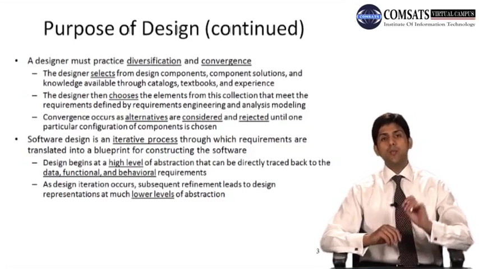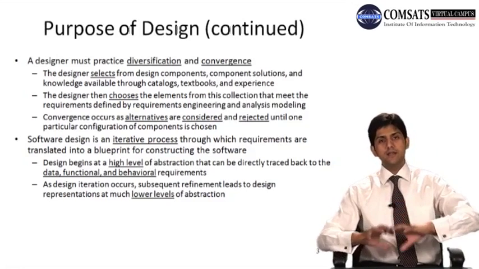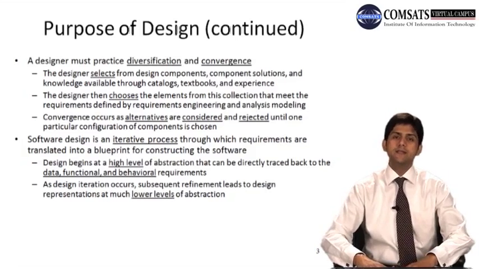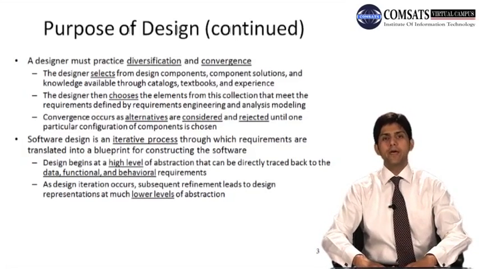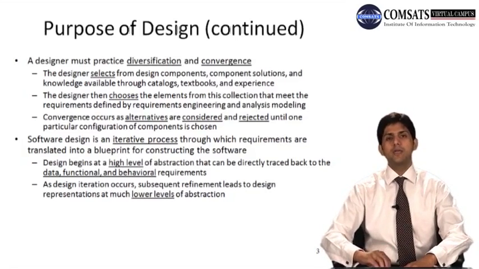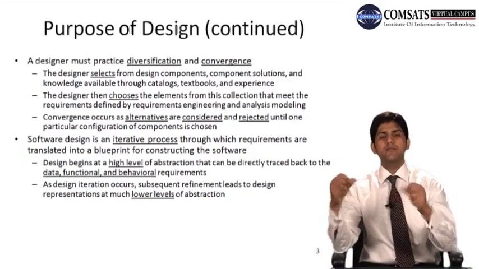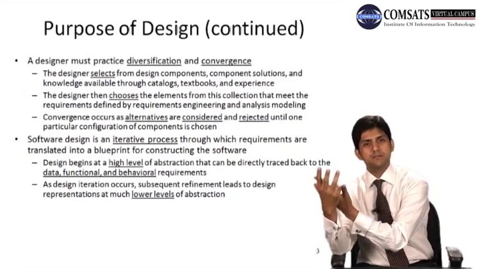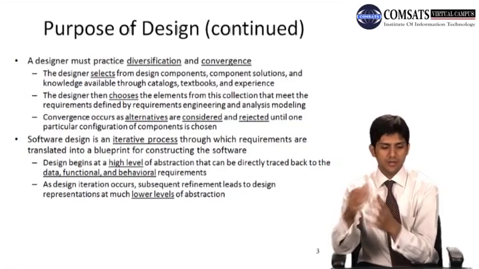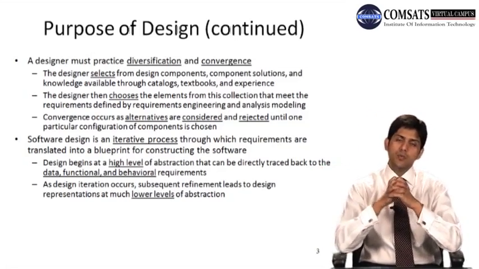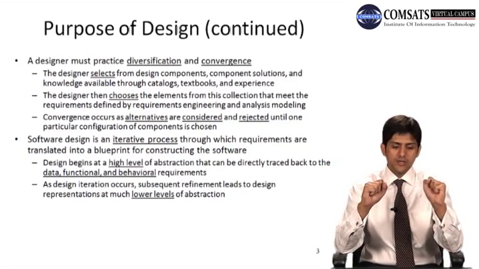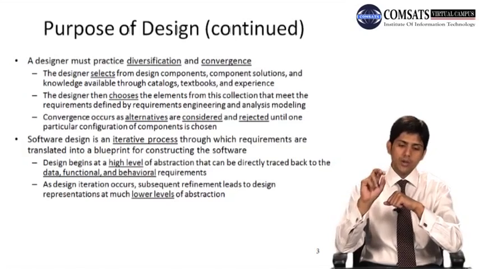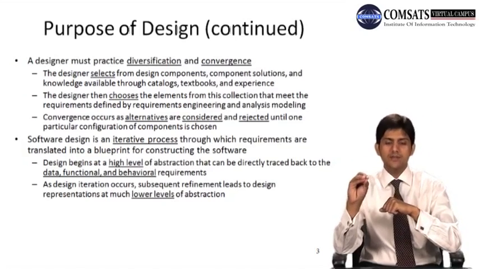Once the designer has identified those different things, for example, let's say the designer identified 10 components that are very closely linked, but different, and they all meet the customer requirements. Now the designer needs to pick the one which is the best or most suited to that particular case. So when does this convergence occur? It occurs as the alternatives are considered and rejected until one particular configuration of the component is chosen.